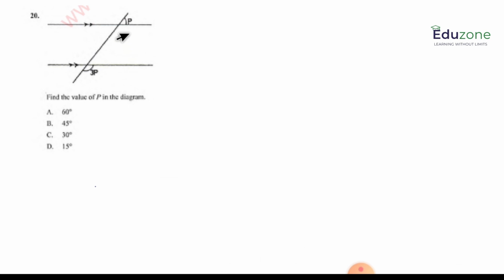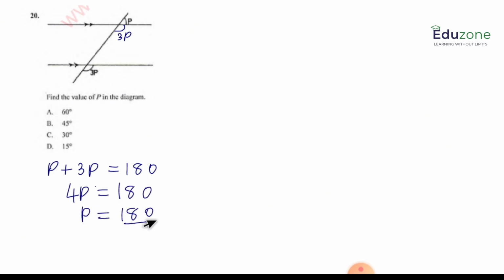We should find P in this particular question. I will say that 3P corresponds to this angle here. Here is also 3P. And if you look at them, both of them are in a straight line. So we can just say P plus 3P equal to 180. Sum of angles in a straight line is equal to 180, and both of them are in a straight line. So P plus 3P, that's 4P, equal to 180. Therefore, P will be equal to 180 over 4.